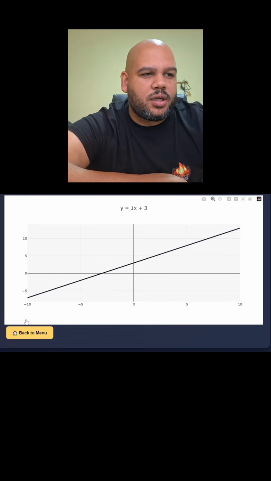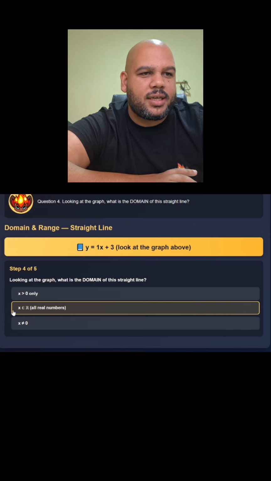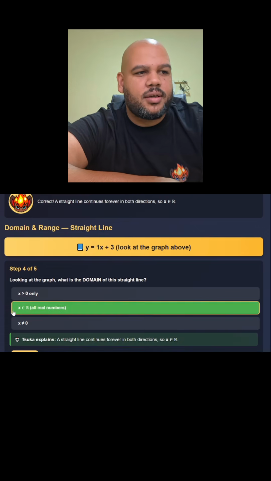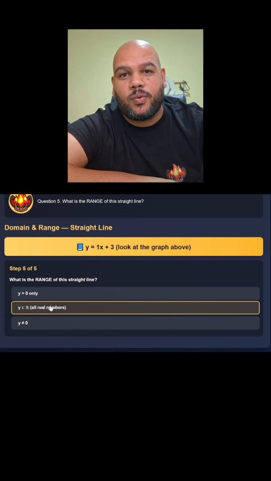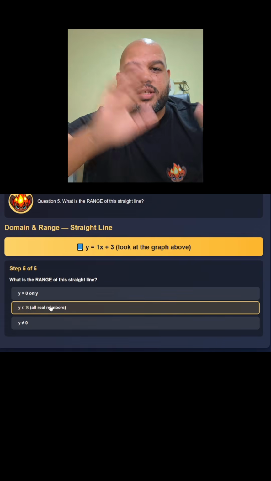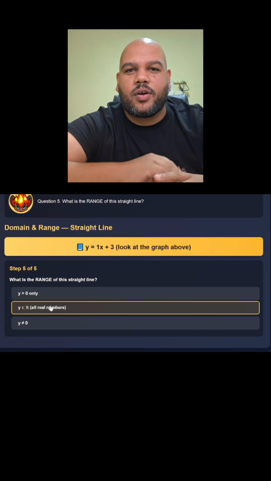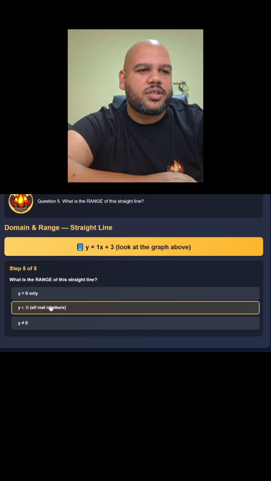Okay. So here they ask us what is the domain of the straight line. So the straight line, the domain is always going to be all the real numbers. Okay. And then the range as well is going to be all the real numbers. So that's just the limits of the graph. So the graph continues into infinity for both x directions and y directions.